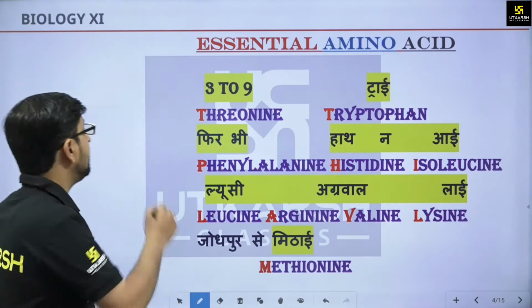Next is non-essential amino acid. Non-essential means they are not essential. They are synthesized within the body. They are not obtained from diet or an outer source, so they are called non-essential amino acids. The simple trick: look at a pressure cooker.